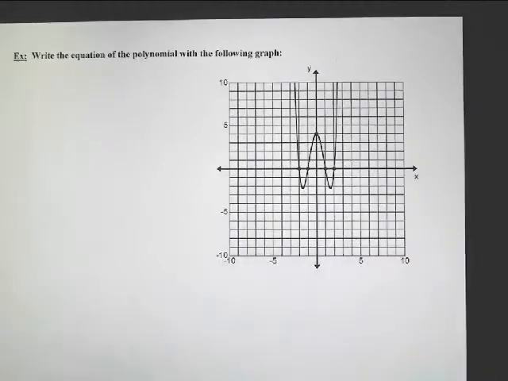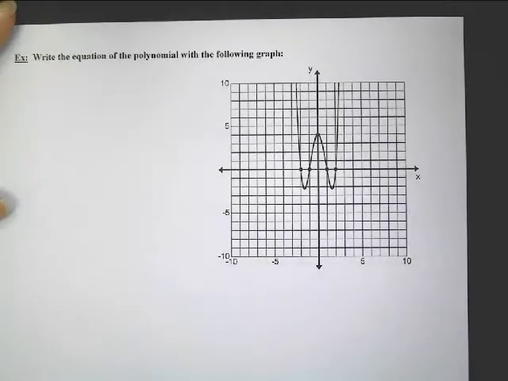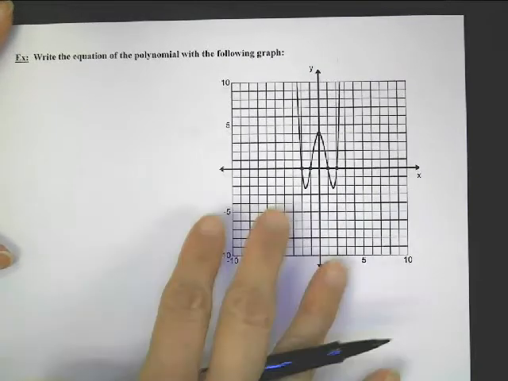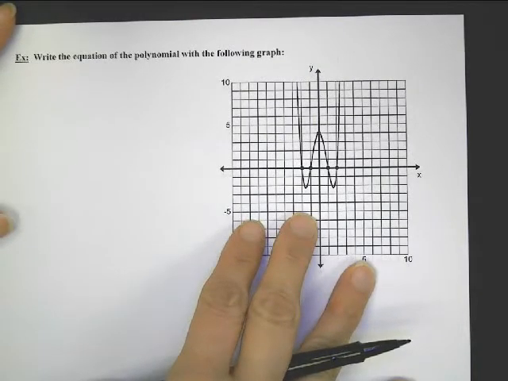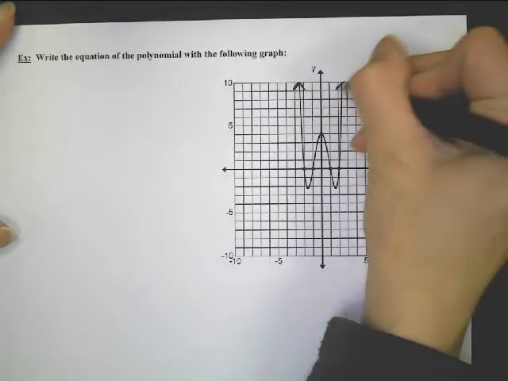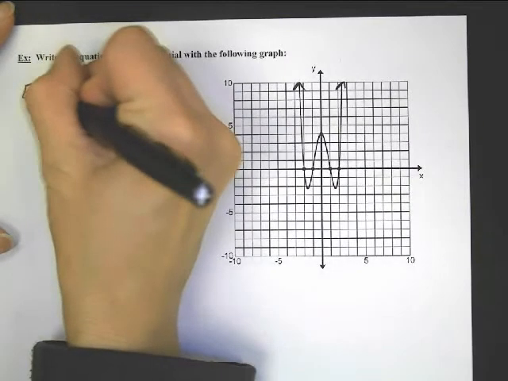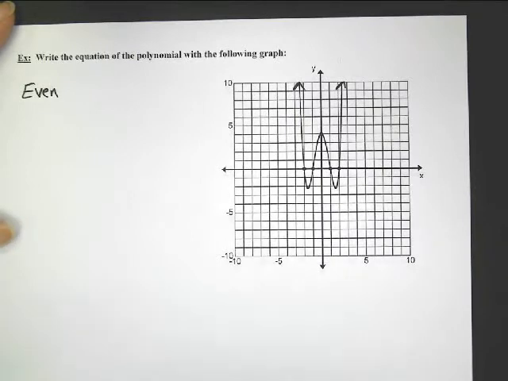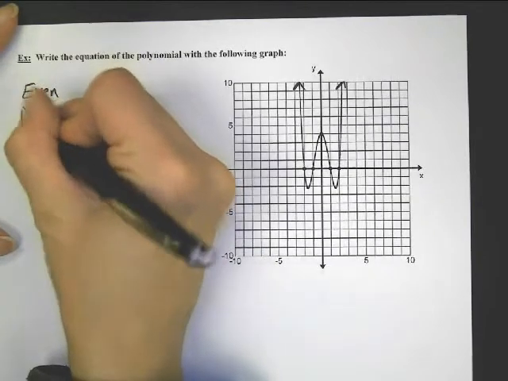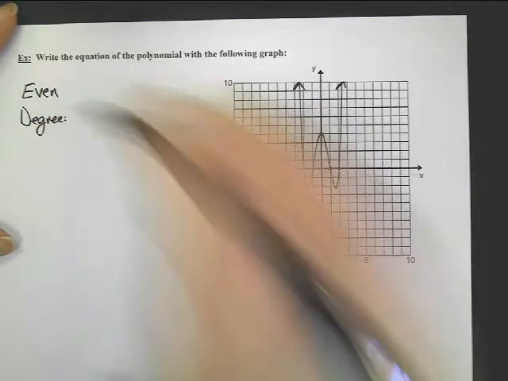Okay, we're going to do a couple of writing equations by looking at the graph. There's a couple of things that I want to make sure you always write down when you look at the graph. Here's the first couple of basic questions. The first thing you should ask yourself: is this graph even or odd? Since it's going up, we're going to say it's even. The next thing I always want you to ask yourself and write down: what is the degree?